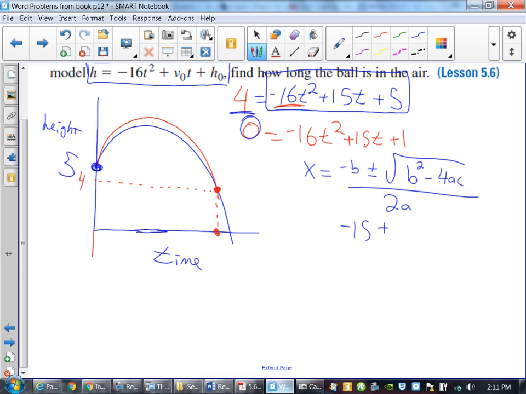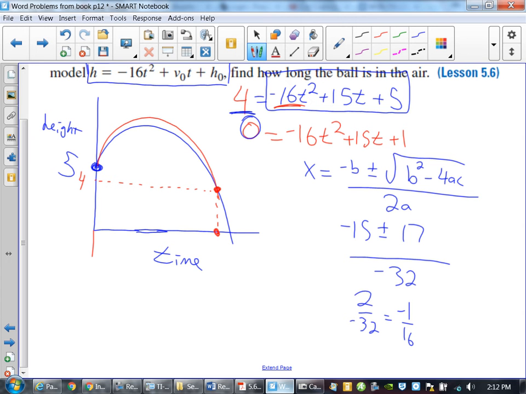Negative 15 plus or minus the square root. I think this ends up being 289, all over negative 32. Square root of 289 is 17. And this is why the table function works out nicely, because it gives you clean numbers. Sometimes it doesn't. Okay. So in this case, what's negative 15 plus 17? 2. 2 divided by negative 32 is negative 1/16.